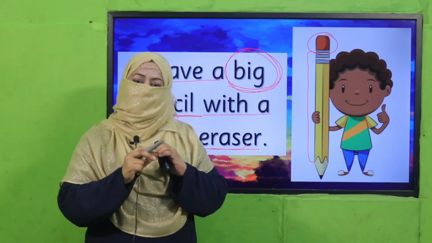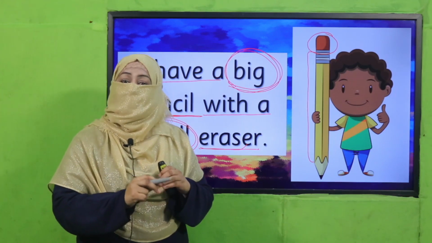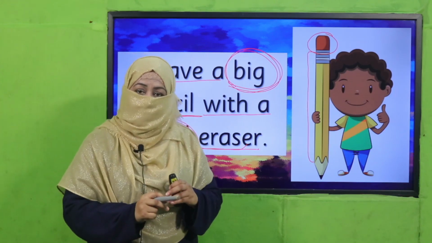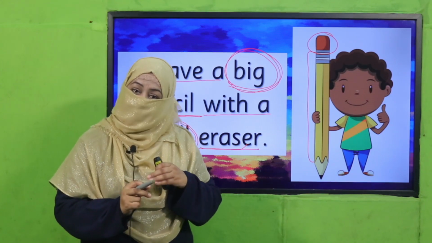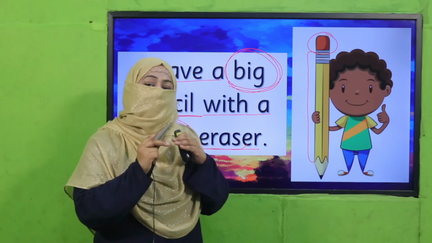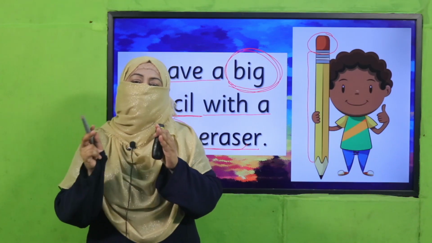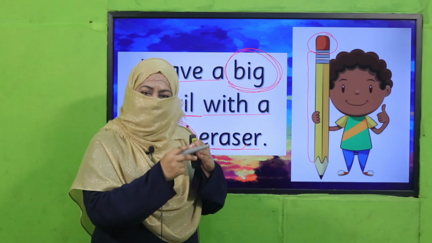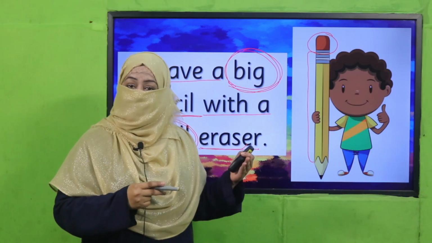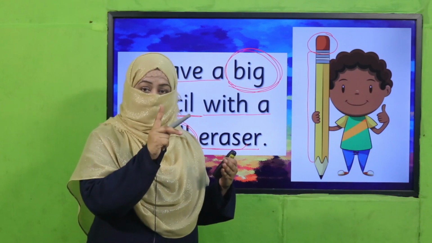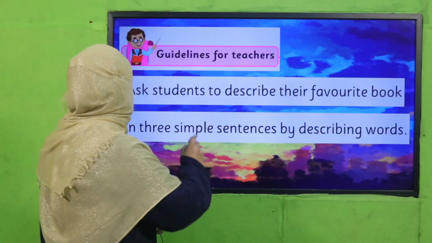This is how, beta, describing words can tell us the color of the naming word, the quality of the naming word, the size of the naming word, and we have practiced it. Right? Now, the way we have practiced it separately, if we join and keep saying about the same object, we can say different sentences about one naming word, right? This is how we will practice through this activity.